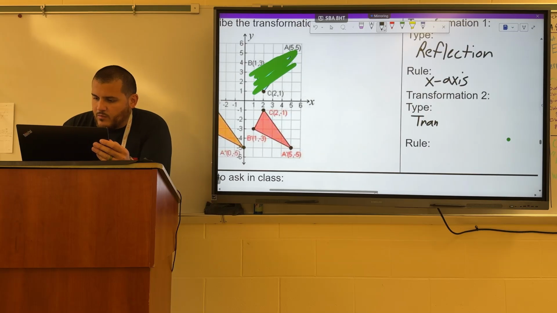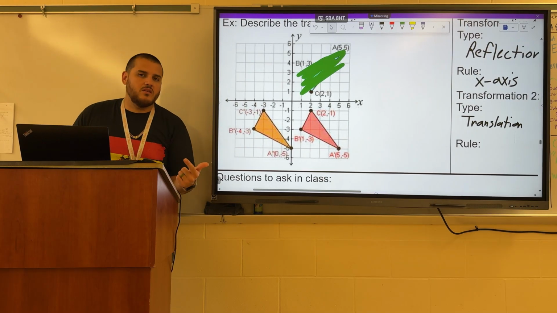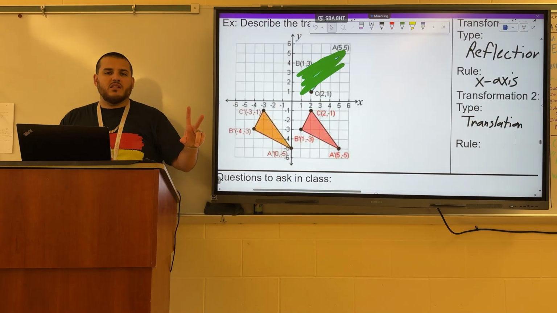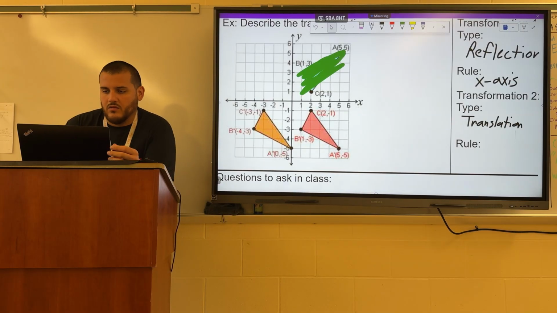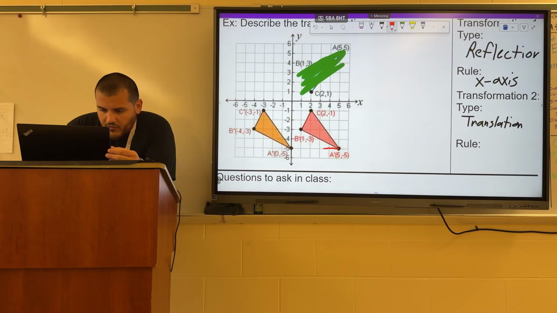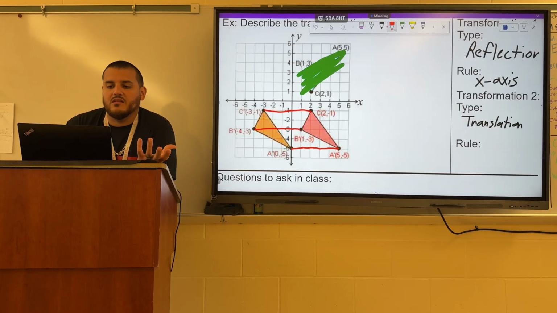And then we just need to come up with the rule for that translation. As a reminder, with translations, we can describe them with words, with vectors, or with function notation. For this, I'm going to give you both the vector and the function notation, as I'll be verbally explaining the rule here. To get from A prime to A double prime, we notice that we're just going left 1, 2, 3, 4, 5. From C to C prime is also left 5. B to B prime is also left 5. We're just sliding to the left 5.